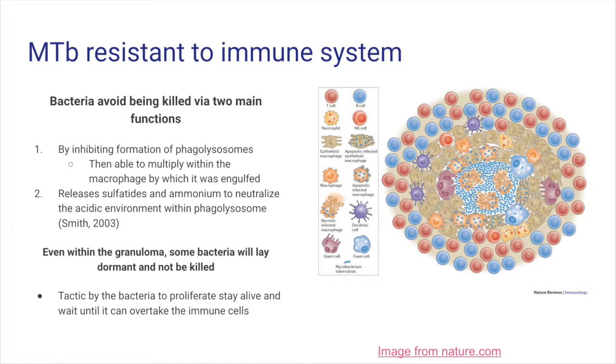And also, if that phagolysosome is formed, the bacteria actually can release sulfatides and ammonium to neutralize the acidic environment. And again, they can proliferate within that granuloma, and then they begin to multiply to the point of that granuloma bursting. So even with that granuloma, some bacteria may lay dormant and not be killed, even if that phagolysosome is formed. So these bacteria can lay dormant in the granuloma for many years without proliferating, and just wait until the immune system is low and then they can begin to proliferate and take over.